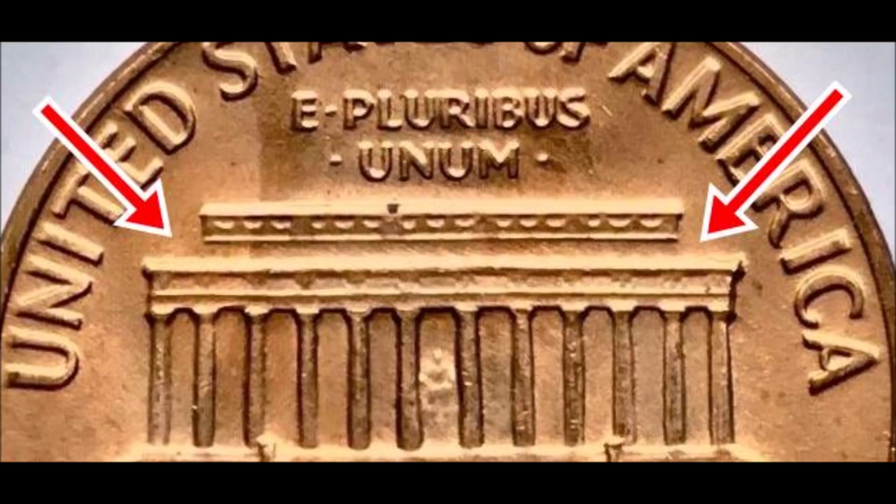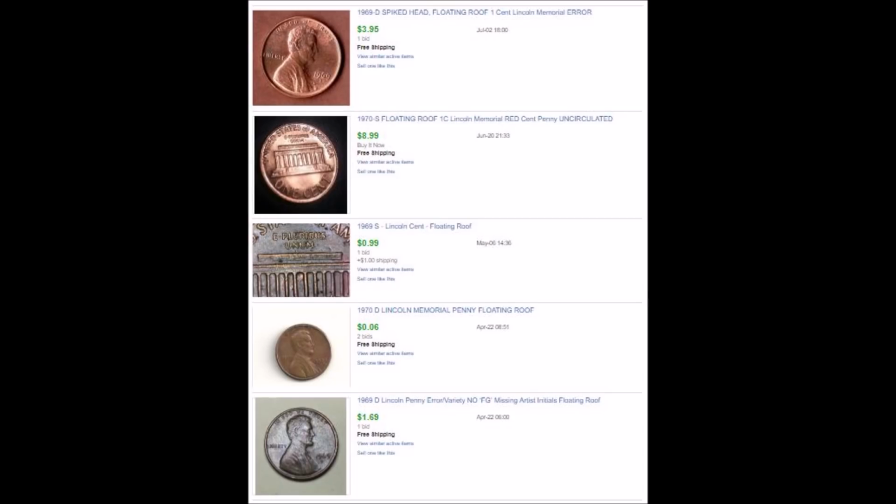That's a great question. I've had folks come up to me and say, I have this floating roof, what do you say? And I wish I had better news. I have a little screenshot of the most recent eBay transactions. Because this particular error is quite plentiful, you could go through a $25 box of Lincoln cents and probably find about 10 of them. Because of the plentifulness, this is where they kind of sell.